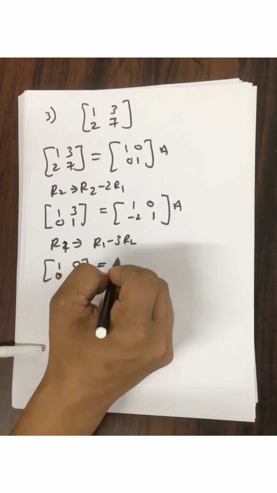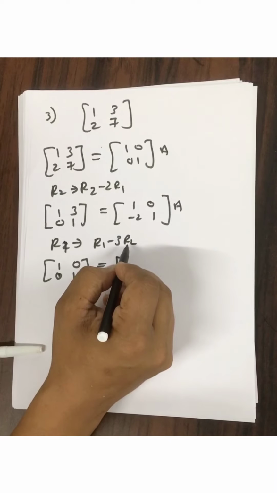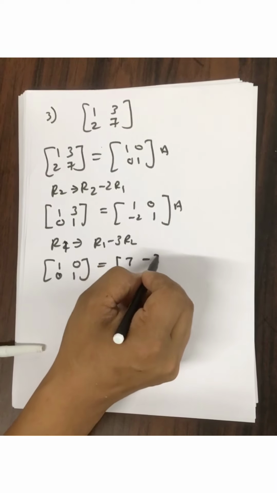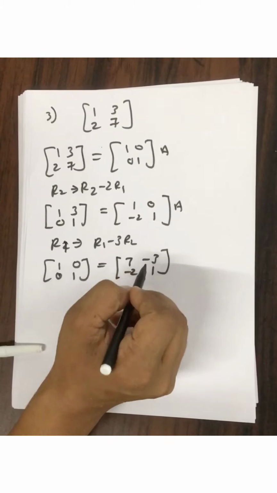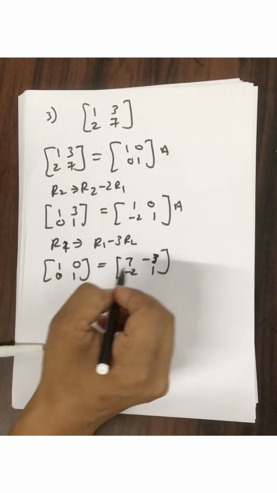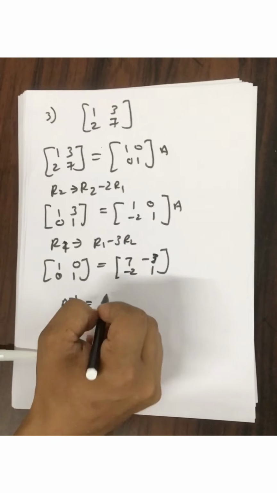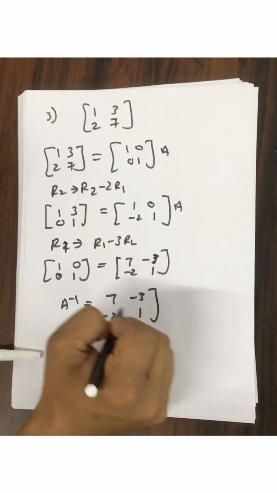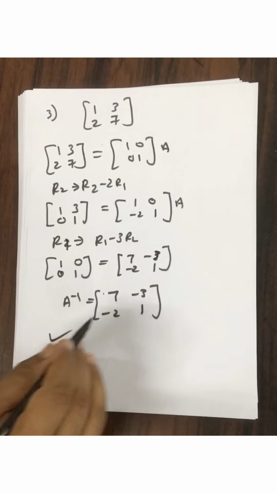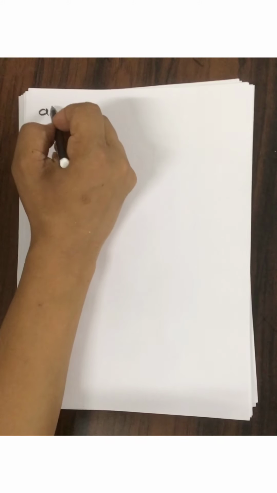3 2s are 6. So this will come 7 minus 3 and this will remain like this, minus 2 and 1. So what is your answer? Answer is A inverse equals 7 minus 2 minus 3 and 1. That's it. Simple. Got it? Let's move on with the next question. Next is question number 4.